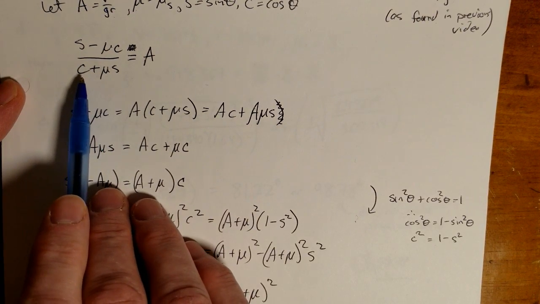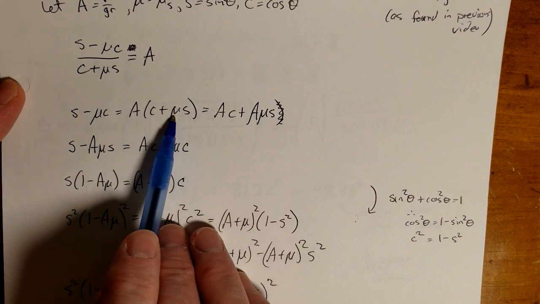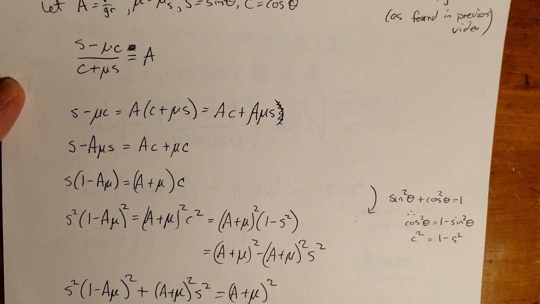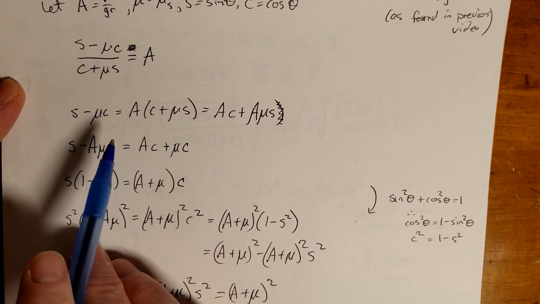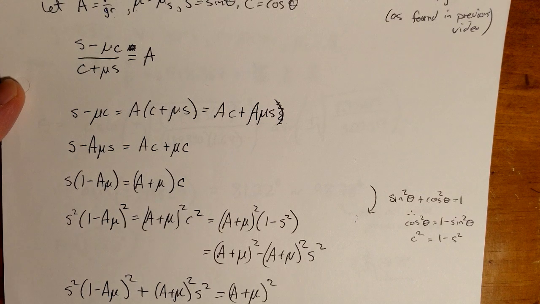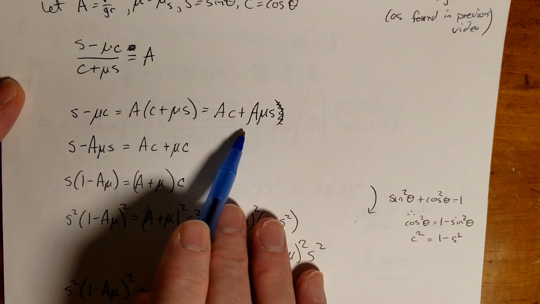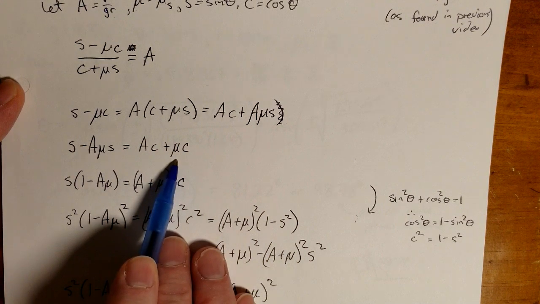So multiplying both sides by cosine plus mu sub s sine, and then distributing, I am ultimately solving for an angle here. Right now I have my angle theta captured by sine and cosine, and so I need to get it in terms of a single trig function. So I get all the cosine terms on one side, sine terms on the other, and it gets me here.